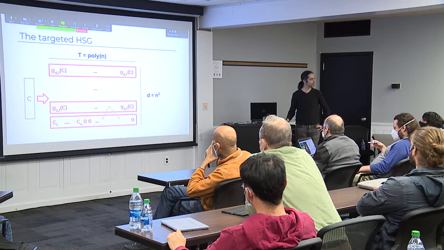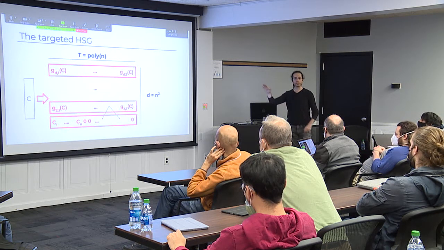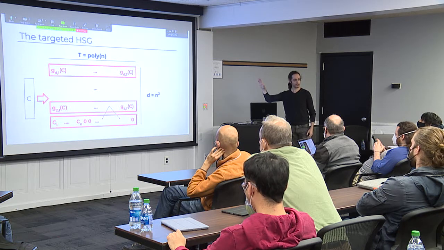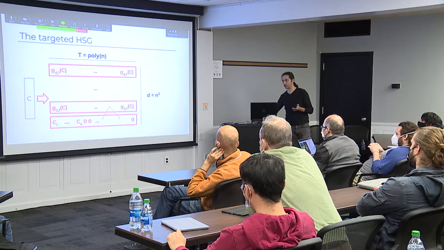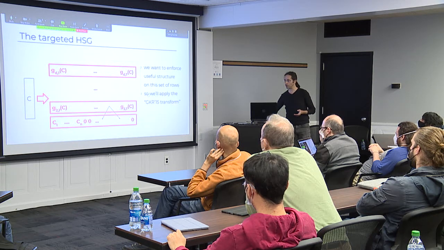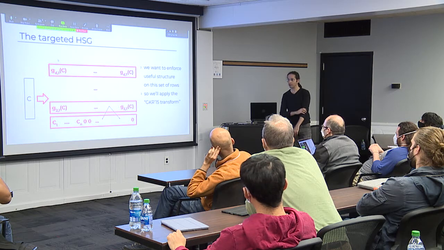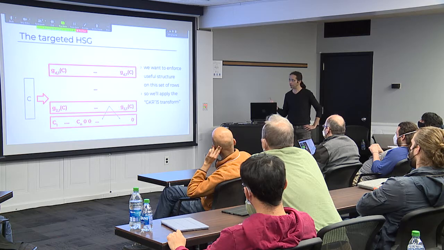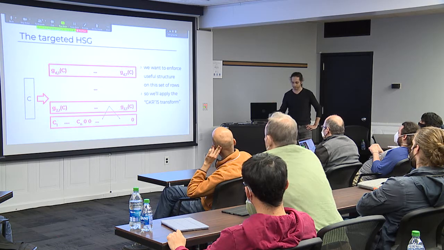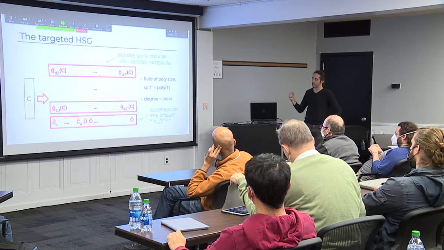Any other questions? This is just the values of the gates in the circuit. It has structure, but not enough structure for us to carry through the argument that we want to do. So we want to enforce more structure on this set of rows, and we'll apply a transformation that comes from the doubly efficient proof system of Goldwasser, Kalai, and Rothblum. It's essentially implicit in their paper.